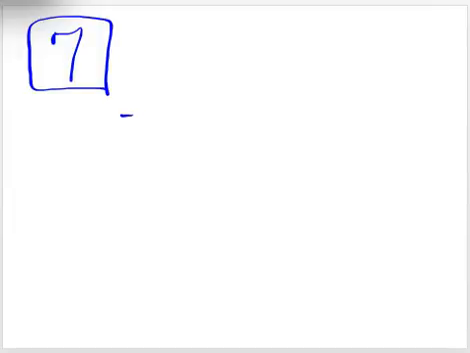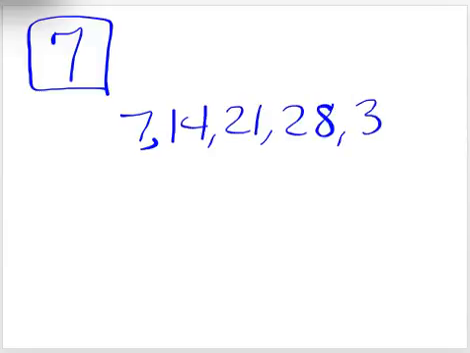All right, the first 5 multiples of 7 would be 7, 14, 21, 28, and 35. Those are the first 5 multiples of 7. If I asked you what the 10th multiple of 7 was, you would say, yes, it would be 70. The 10th multiple of 7 is 70 because 7 times 10 is 70.